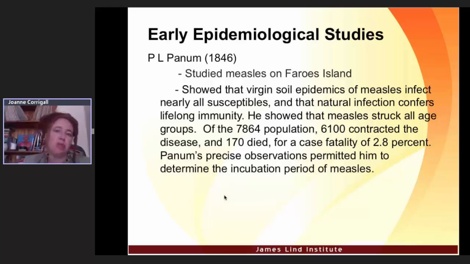clear what the incubation period is, how easy it is to be infected. He also noticed that not only did everybody susceptible develop the disease, but also that natural infection confers lifelong immunity. In other words, once you've been infected, you can't be infected again. He showed that measles struck all age groups. He looked at how many people died and worked out a case fatality rate of 2.8%. We'll speak a little bit more about case fatality and how we worked that out later. And of course, he was able to determine how long from the period of infection to the period of showing symptomatic disease, which we call the incubation period.